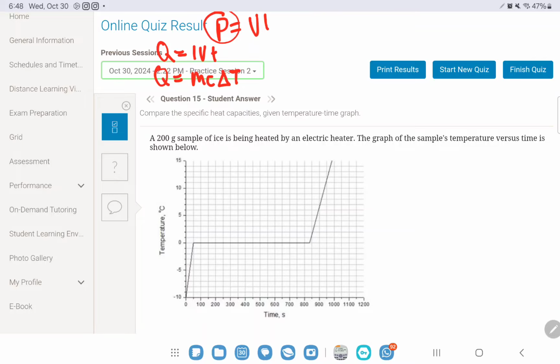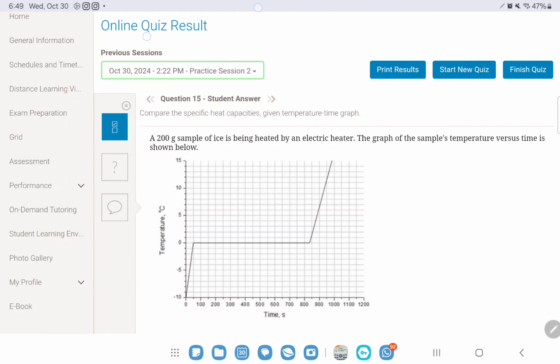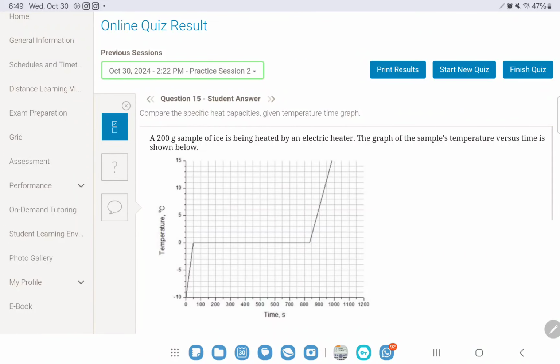So, I'm going to go back and look at the specific heat capacity before I forget it. Okay, so 2.1 times 10 power 3. So, I'm going to write it down here. 2.1 times 10 power 3. Okay, this is our C. Now, using... do we have everything? I think we do. But wait, what are they asking? The power rate of the heater. Sorry guys. And now we're going to start solving.